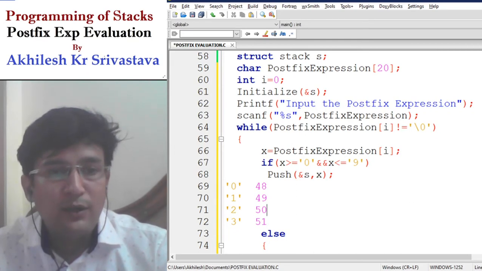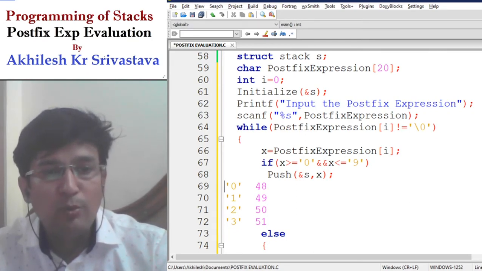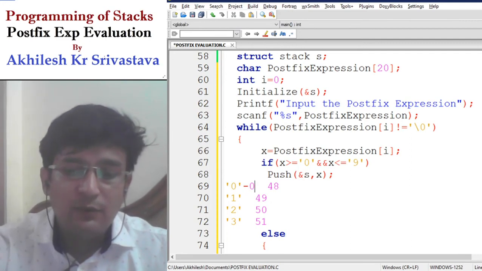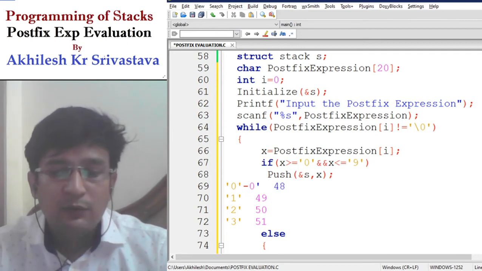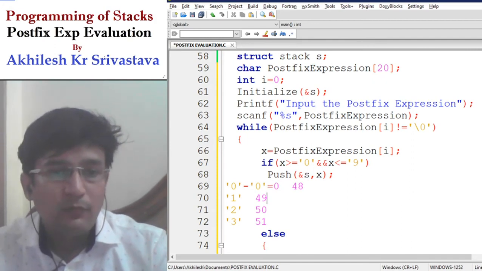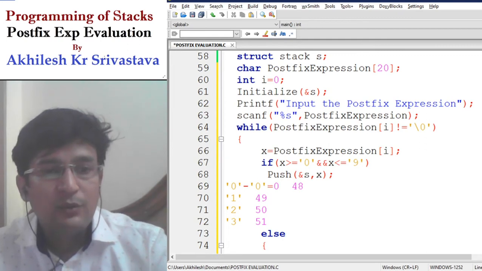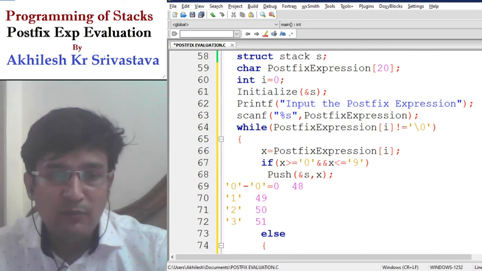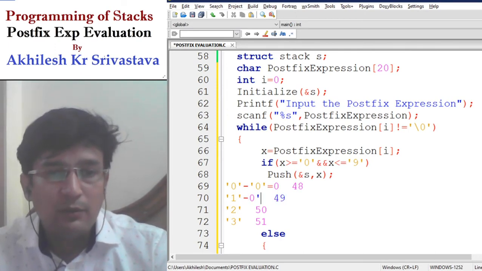If I want to find out a zero numeral from the zero character, I need to subtract 48 from 48. It means I need to subtract the ASCII value of 0 from 0. In that case, I will get a 0. Similarly, from 49, if I subtract 48, then I will get 1. So it means that from the ASCII value of 1, if I subtract the ASCII value of 0, I will get a 1.